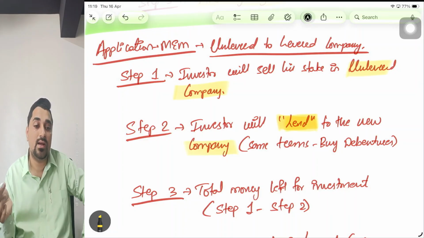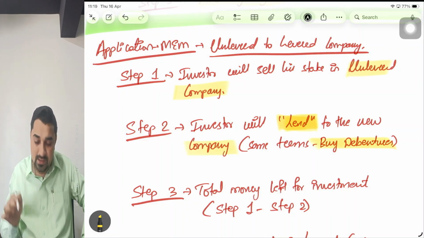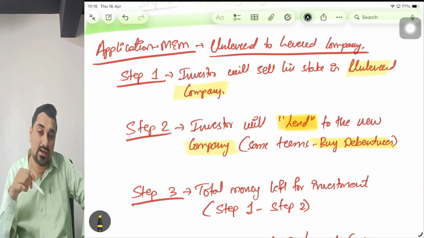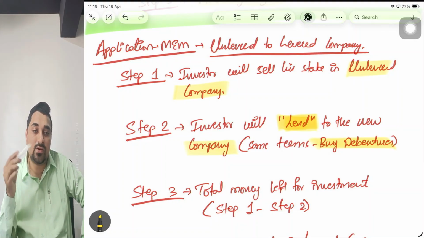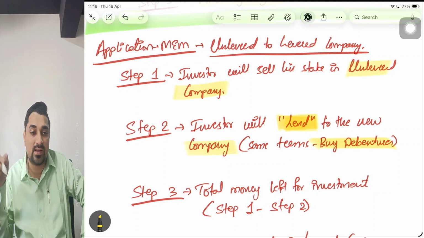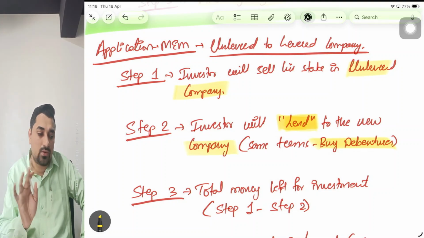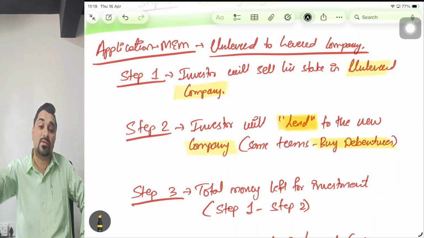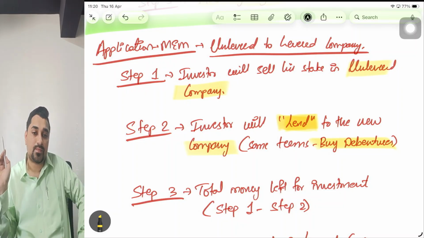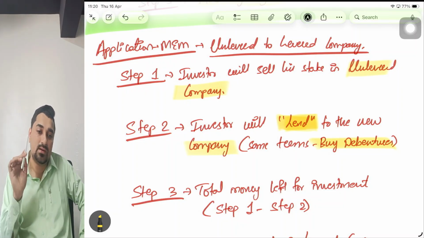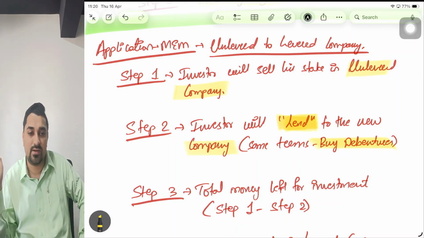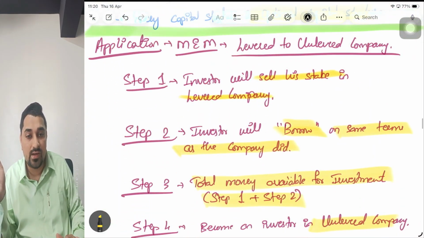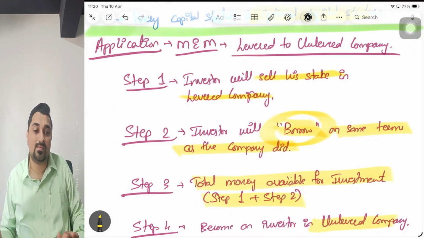I will lend money to the levered company. Lend money means as good as buying debentures. Correct? So I was in an unlevered company. I don't want any loan on my head. If I go to a levered company, then the company will have debt. That portion will come on my head. I don't want that. So I will go and tell the company, boss, I will buy your own debentures. You don't take money from somebody else. I will only give you money. Understood? Step number 1 is the same. I will sell the existing shareholding. Step number 2, there is a difference. When I was moving from a levered company to unlevered company, I was borrowing money.